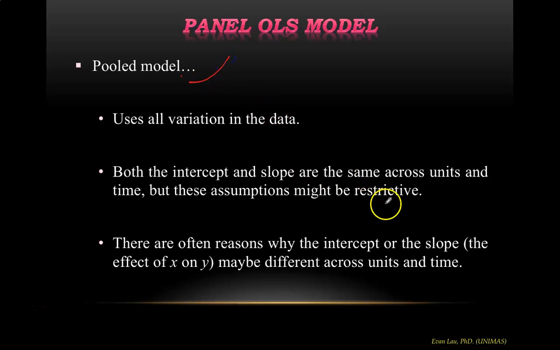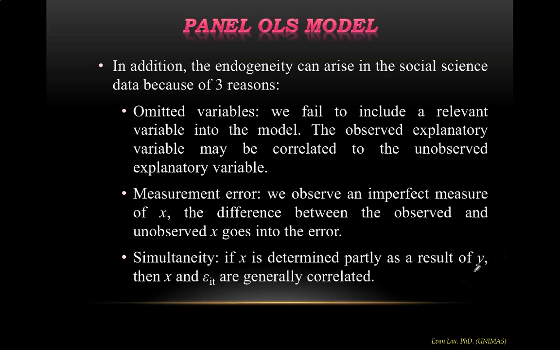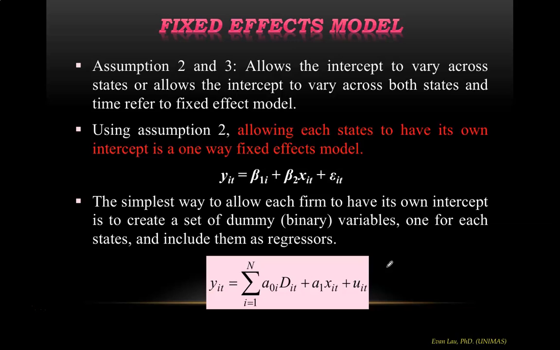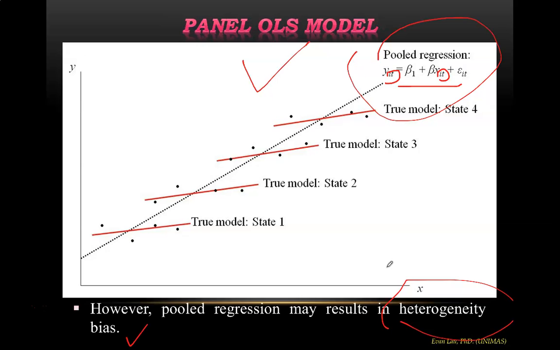Again, the intercept and slope are the same across unit and time, but the assumption may be restrictive because you assume it's the same. In addition, endogeneity can arise in social science for three reasons: omitted variable, measurement error, and simultaneity, where the regressor is partly correlated with the error. That's why we need to address this issue, especially in panel analysis, panel regression. All right. So this is for pooled OLS.